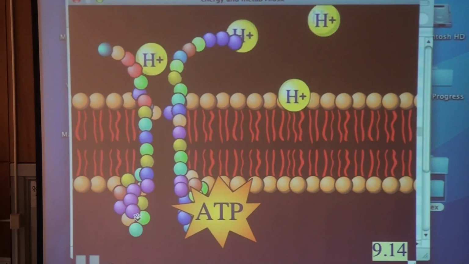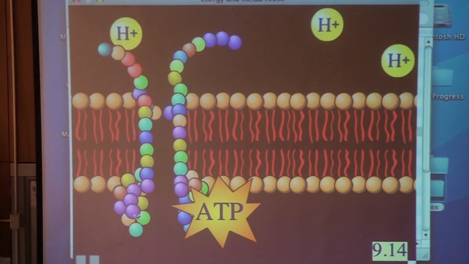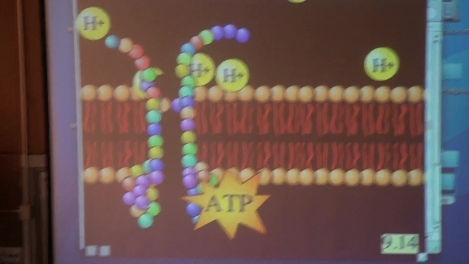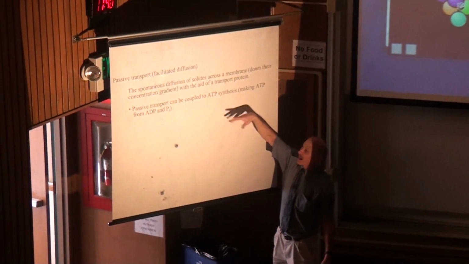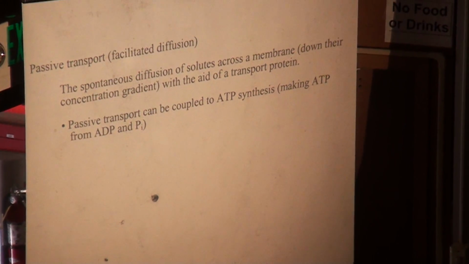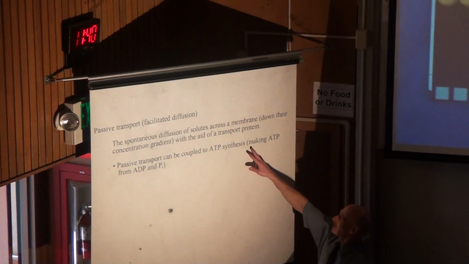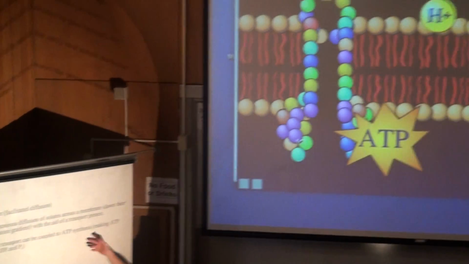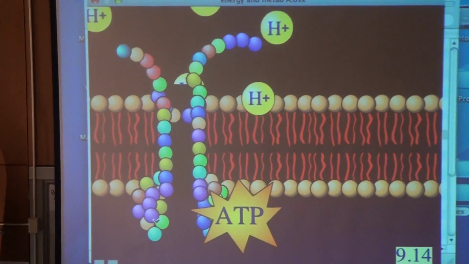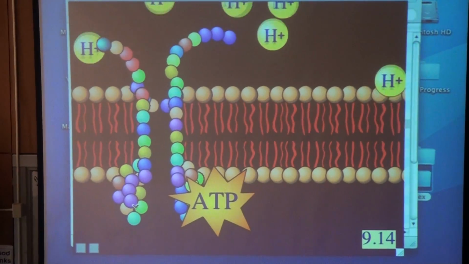The transport protein that does that, the transport protein that makes ATPs from ADP and Pi as solutes go barreling through, has a name. It's called ATP synthase. I guess I didn't write the full name there, but the process is ATP synthesis. But remember, enzymes usually end in -ase, so the protein is called ATP synthase. That's what you're seeing there on the diagram.